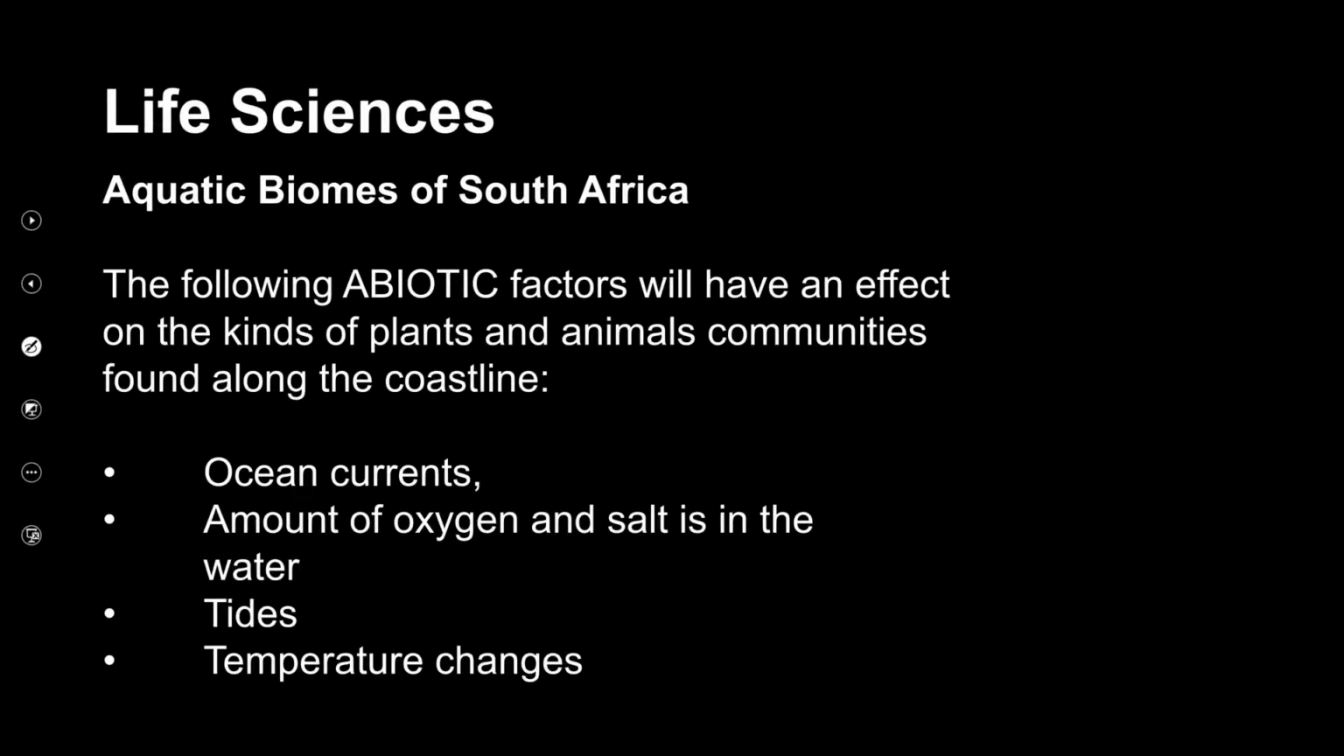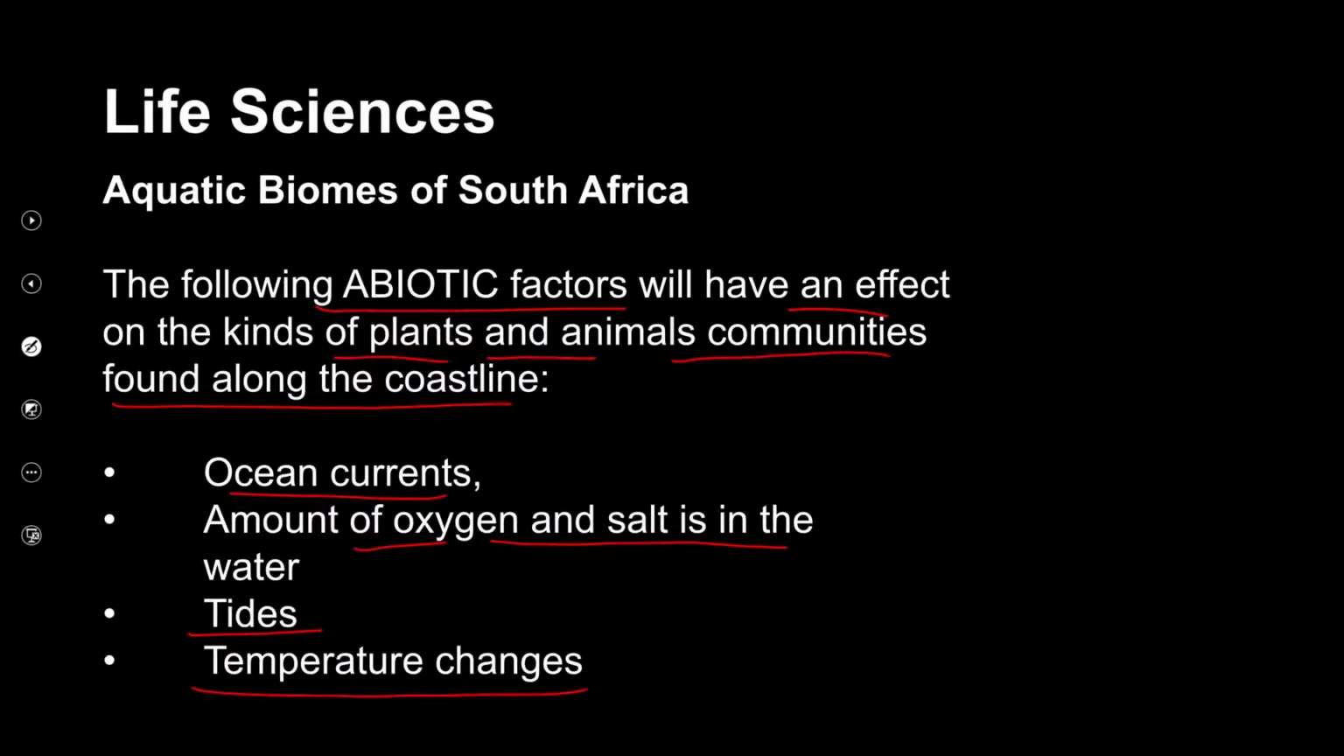When we look at the aquatic biomes, it's important that we look at the abiotic factors and how these have an effect on the kinds of plants, animals and communities that are found along these coastlines. So what influences these would be the ocean currents, the amounts of oxygen and salt in the water, the tides that are experienced, as well as the temperature changes. All of these factors influence the types of plants as well as marine organisms found in those areas.